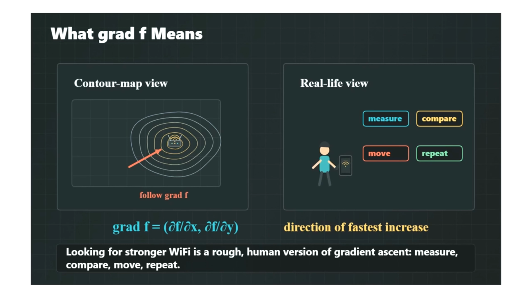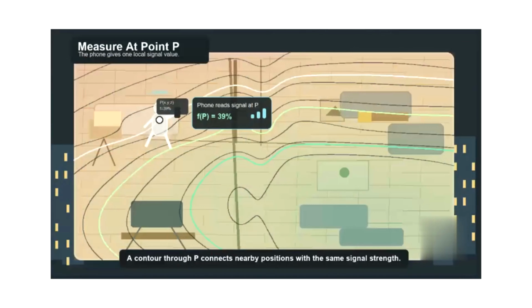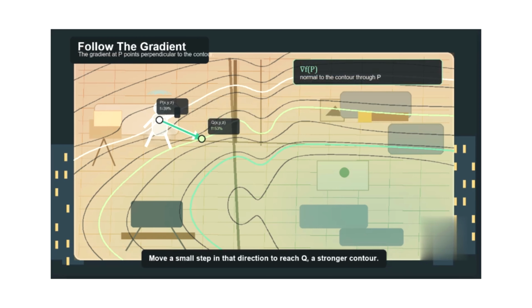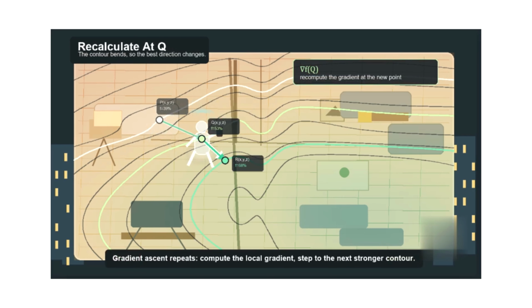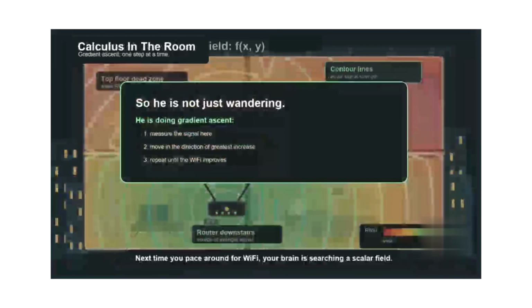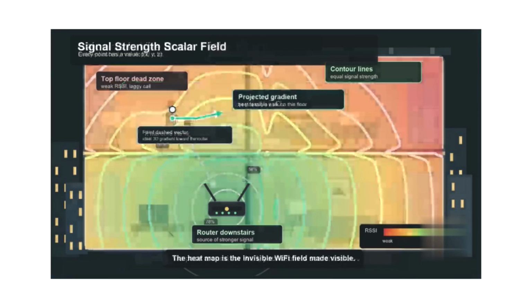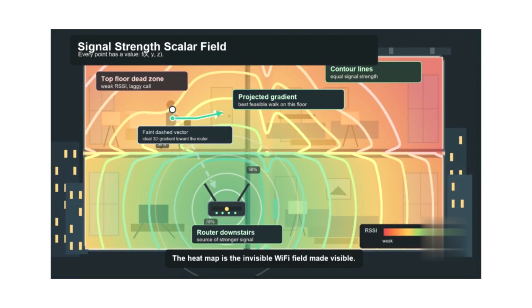Let us summarize what we learned. Max is not just wandering randomly. He is moving through a signal strength field. At any point, the Wi-Fi strength is a scalar value. Contour lines show equal signal strength, and the gradient at a point is perpendicular to the contour through that point. Following the gradient means taking a small step toward the fastest local increase. Then we measure again, update the direction, and repeat. That repeated process is gradient ascent.